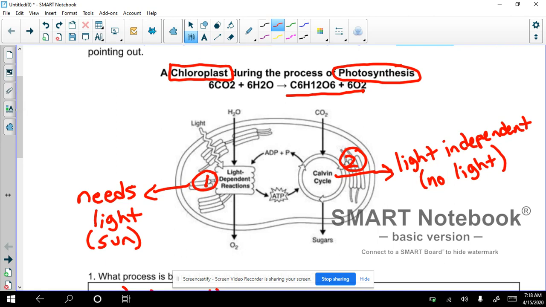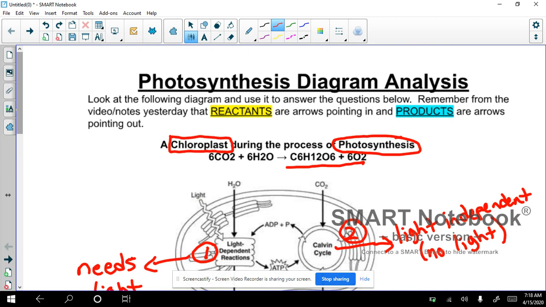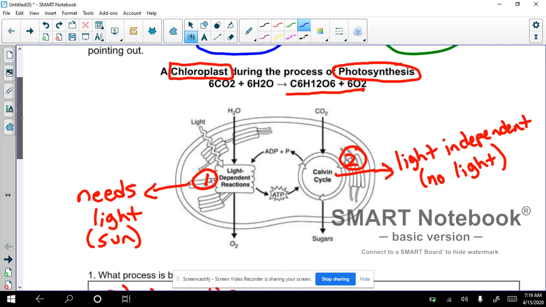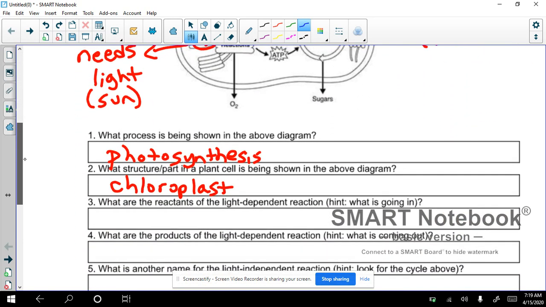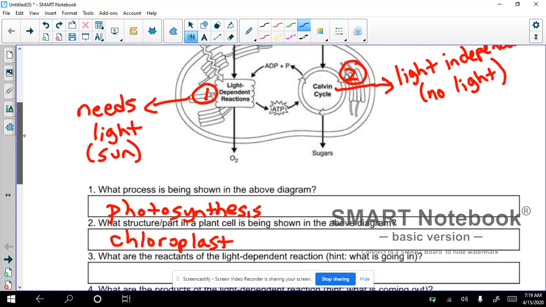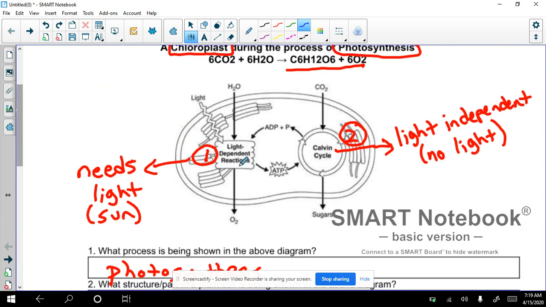Now, if you notice at the top, there were two super important words that I wanted to emphasize through this entire assignment. Those words were reactants and products, okay? Reactants are all the arrows pointing in. Products are all the arrows that are coming out. So the next question said, number three, what are the reactants of the light dependent? So first I have to find light dependent, which is over here. And then I have to look at all the arrows coming in.